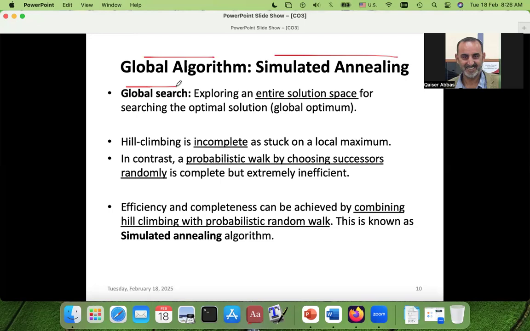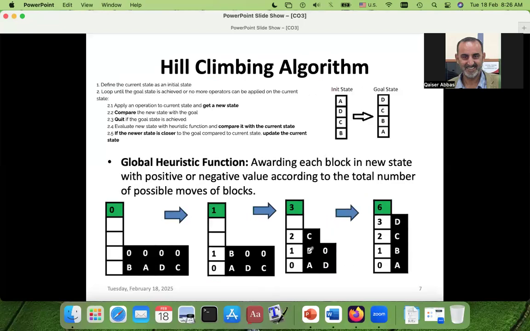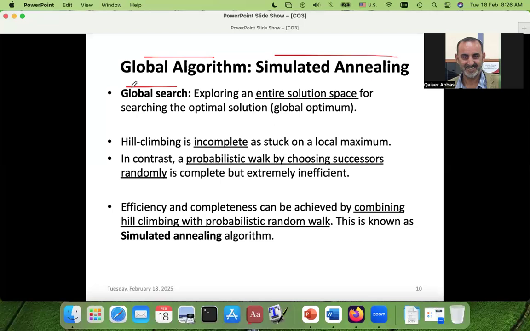We have seen these different terms when I was explaining this diagram to you: global maximum, local minimum, and global minimum. I explained these terms already. So in global search, we explore the entire state space to find the solution, and that solution would be the optimal solution. The other name for this optimal solution is global optimum, and another name for global optimum is global maximum. These are the different terms we normally use for optimal solution in this category.